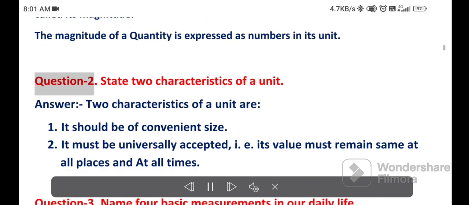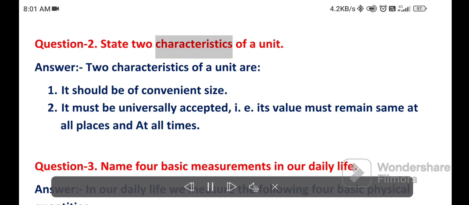Question 2. State 2 characteristics of a unit. Answer. 2 characteristics of a unit are. It should be of convenient size. It must be universally accepted, i.e., its value must remain same at all places and at all times.